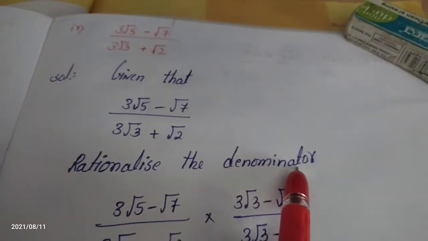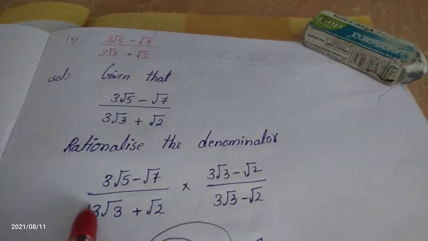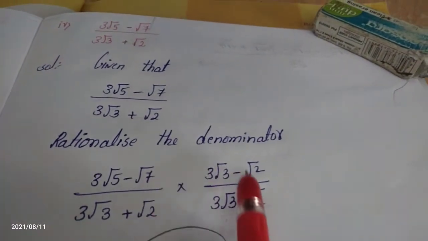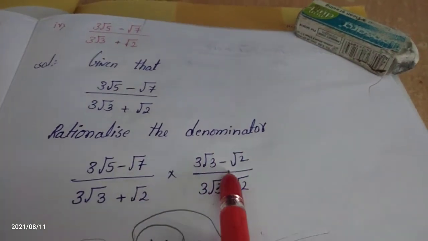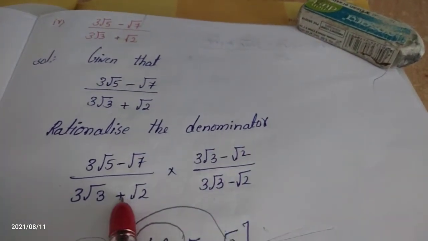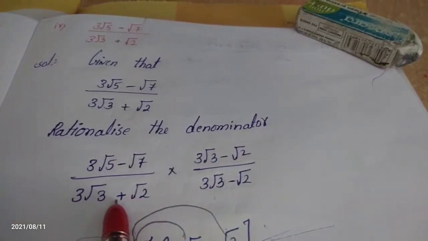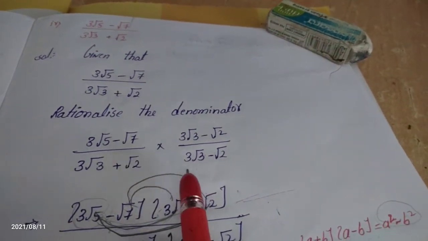What do we have to do? We have to rationalize the denominator. We take the same expression as in the question, but we multiply and divide with the same number as the denominator but with the opposite sign. Whatever number we have here, we take the same number but opposite sign. Here plus is there, so I am taking minus. We multiply and divide with the same expression but opposite sign. Okay, that one is completed.